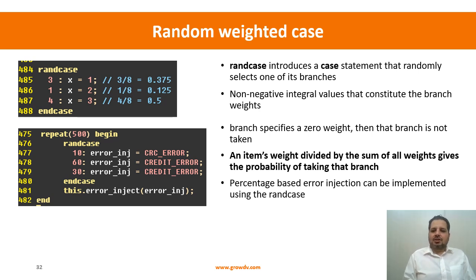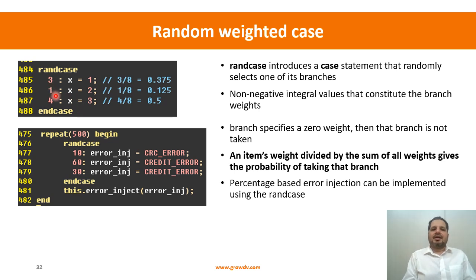So one other construct that helps you do procedural randomization is the random weighted case. You can define a randcase construct, and when you do the randcase, the case statement randomly selects one of its branches. Now how does it select the random branch? You need to define a non-negative integral value that constitutes a branch weight, similar to what we saw in dist within the context of class-based randomization. The randcase allows the distribution in case of procedural code-based randomization.